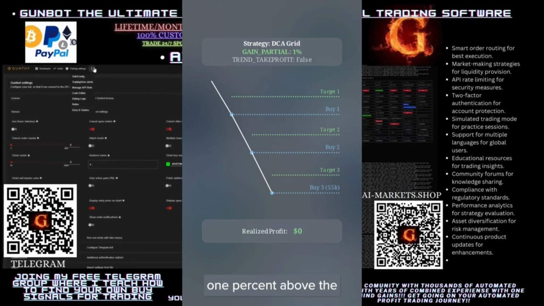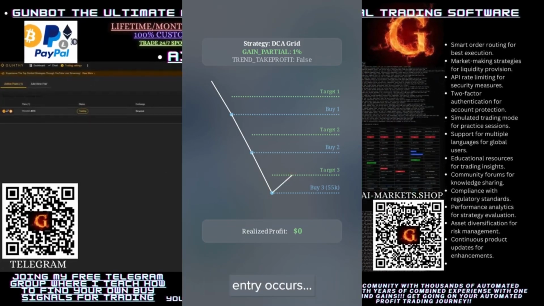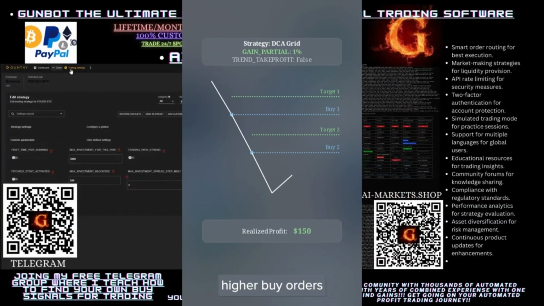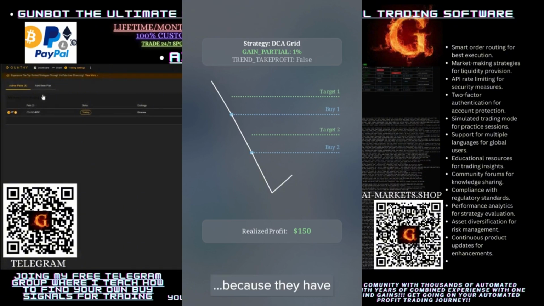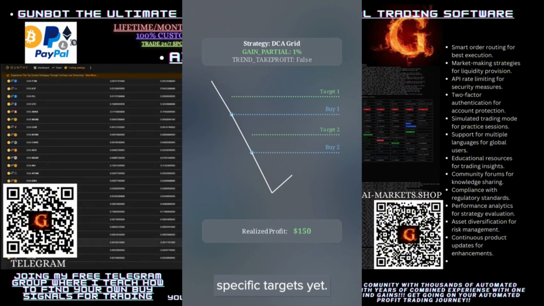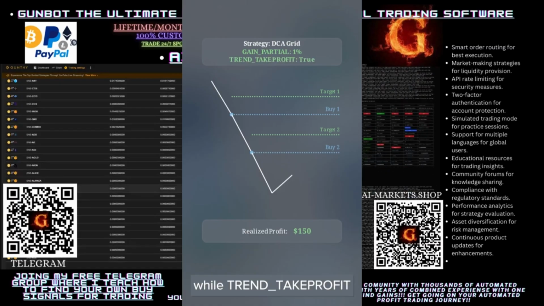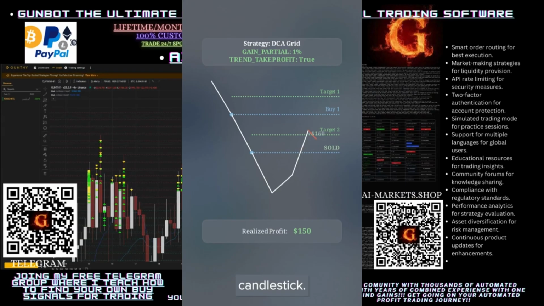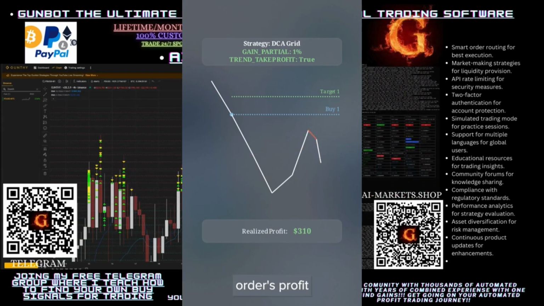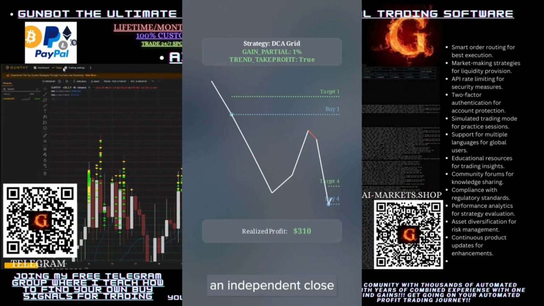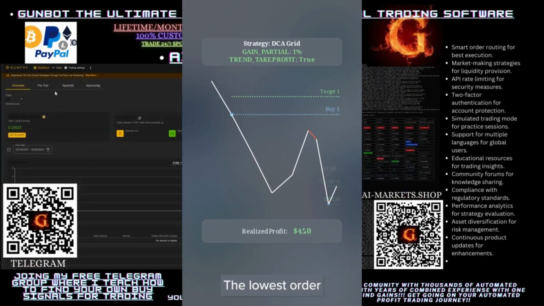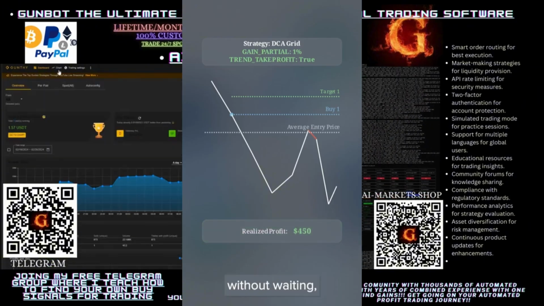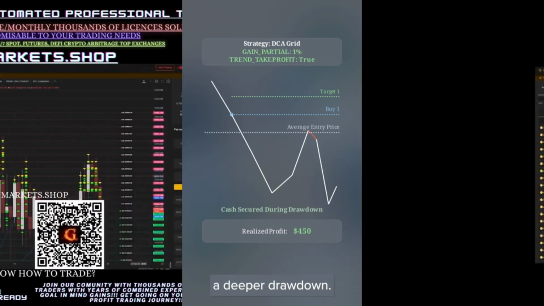When a price move 1% above the 55,000 entry occurs, the system executes a sell for only that order. But the other two higher buy orders remain open because they have not reached their specific targets yet. When a target cross while trend take profit is true occurs, the system executes a hold for a bearish candlestick. When a cross of any individual order's profit target occurs, the system executes an independent close for that order. The lowest order cashes out independently to realize profits. The position secures cash without waiting, even while managing a deeper drawdown.